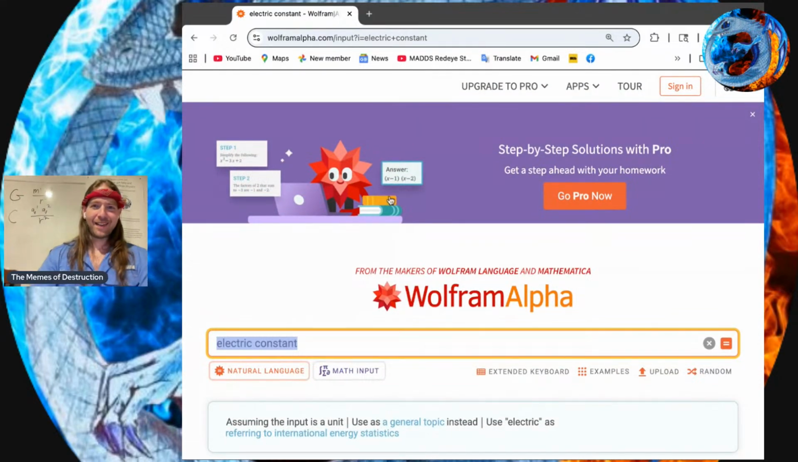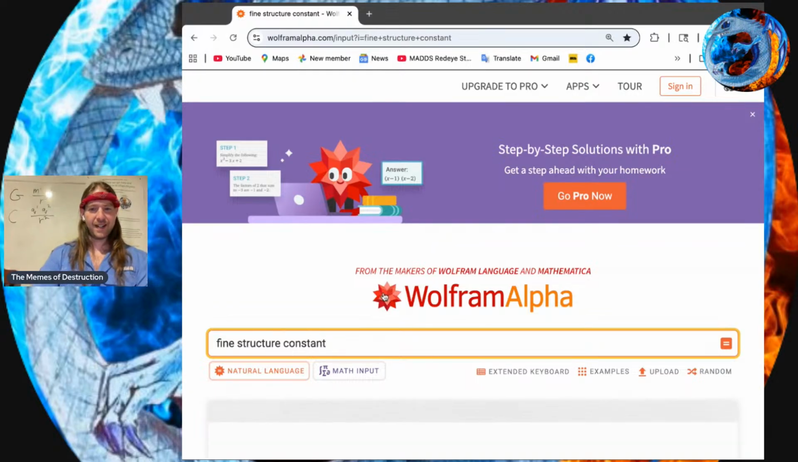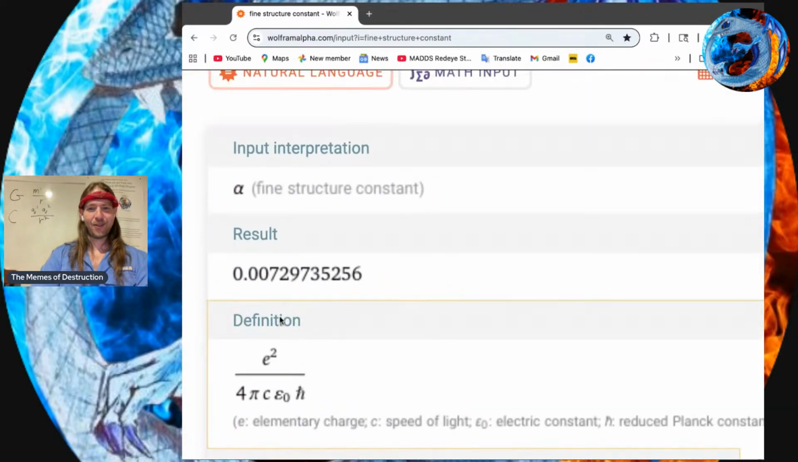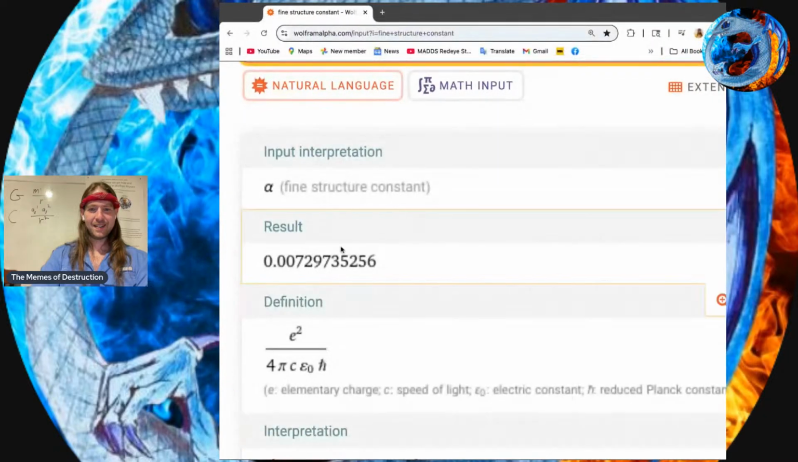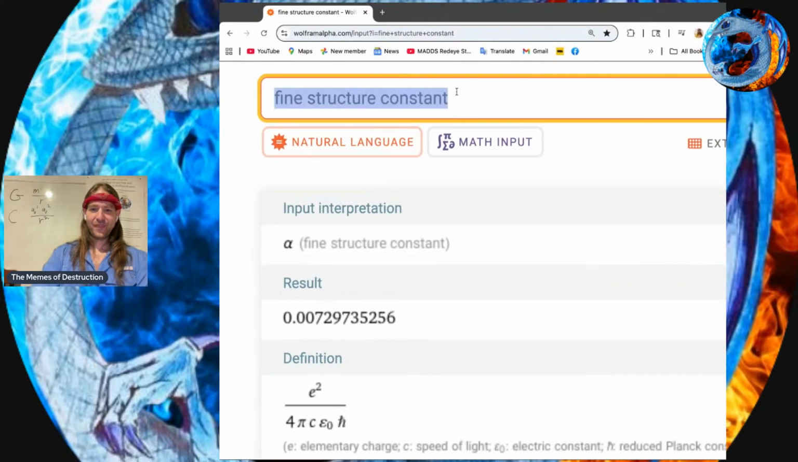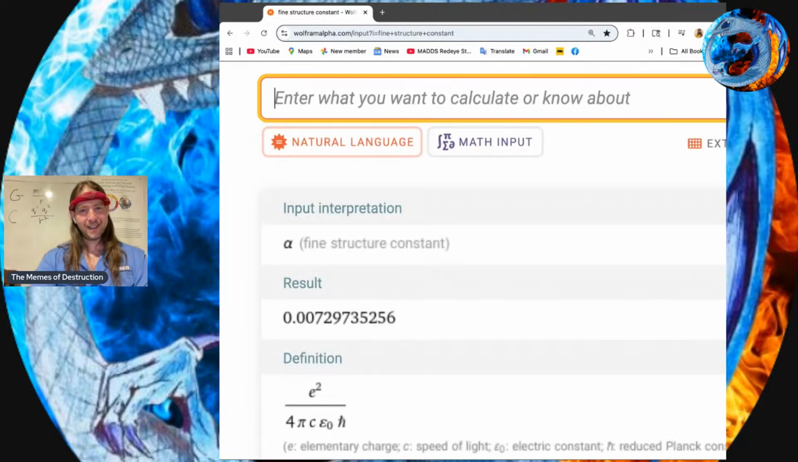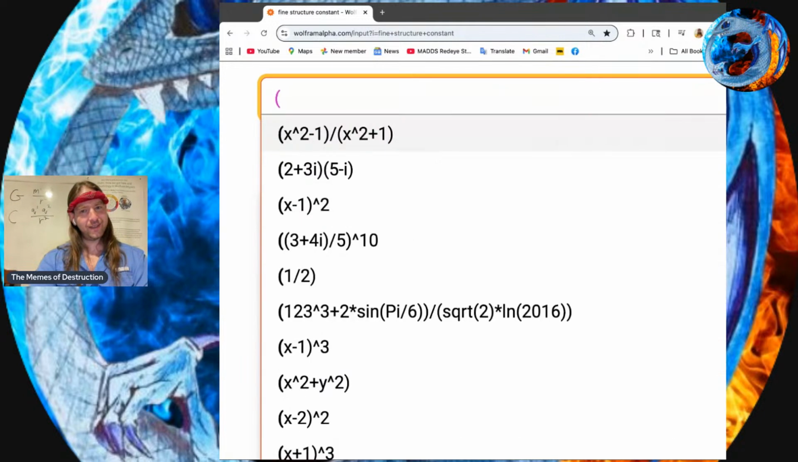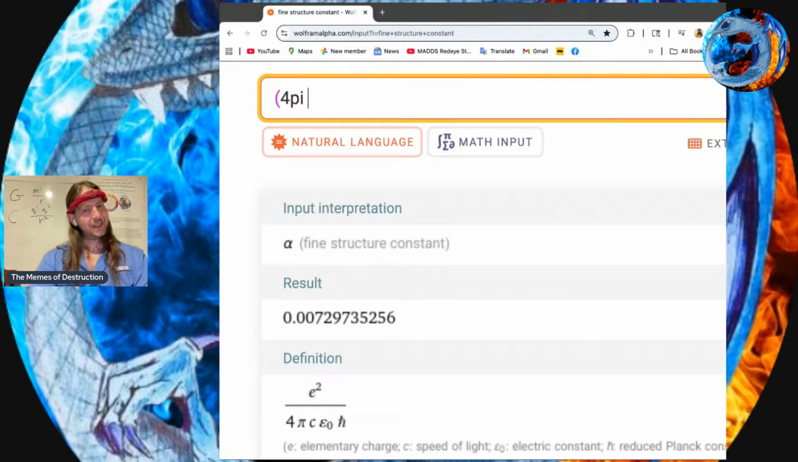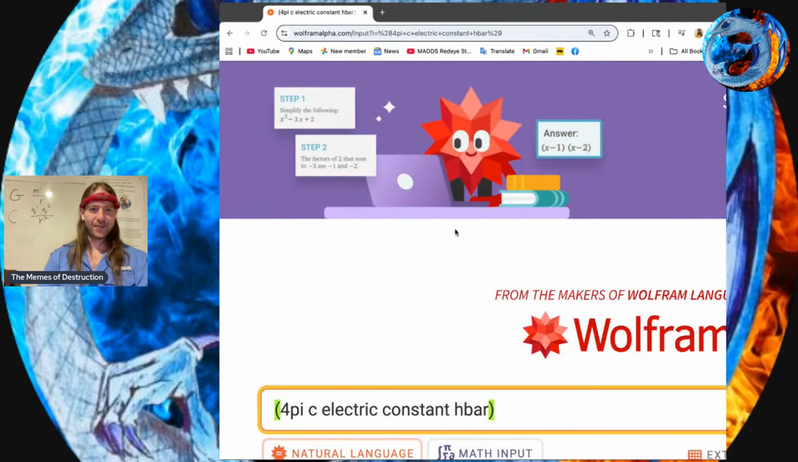Okay, so that whole thing that we have here, the structure constant. It's basically this whole thing right here. So let's just take that denominator. So we got 4 pi, speed of light c, electric constant epsilon naught, and then h bar, Planck's reduced constant. So we take that whole thing.